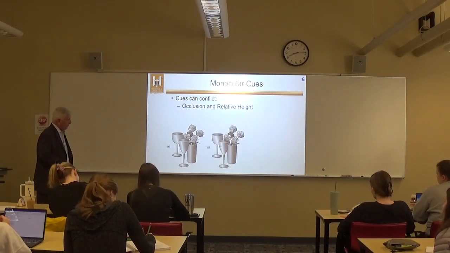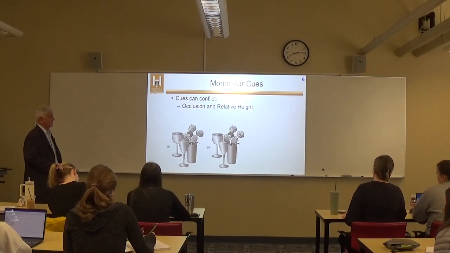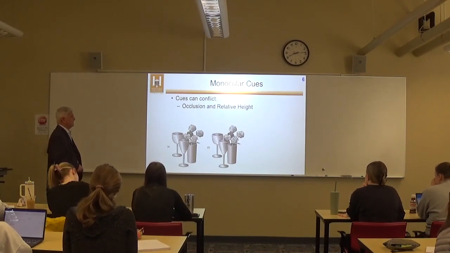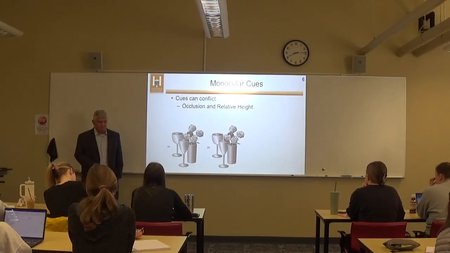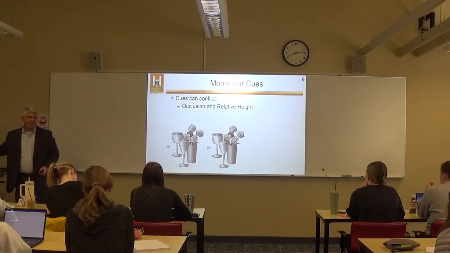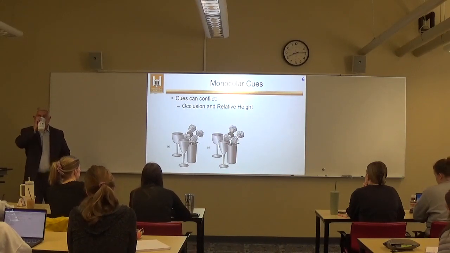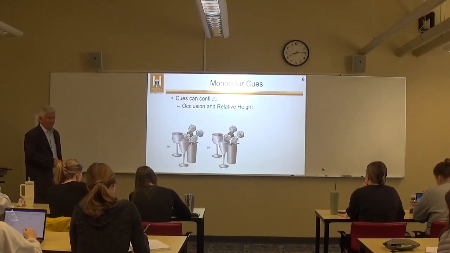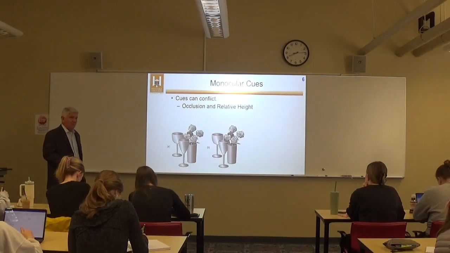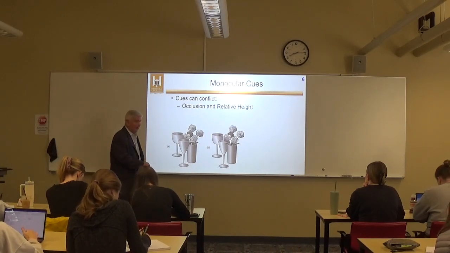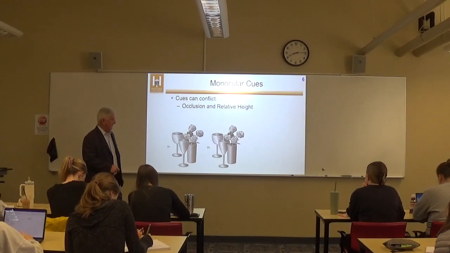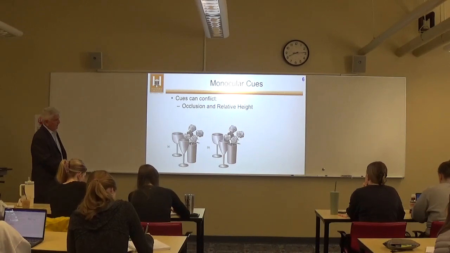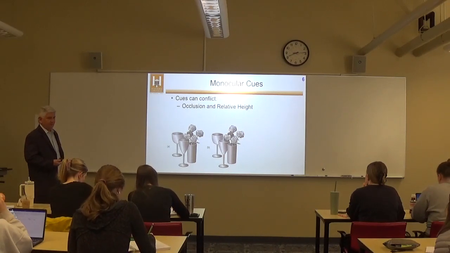Now, what about now? Which one is closest to us? What do you want to say? Based on occlusion, you want to say that the flower base is in front of this. Occlusion is very strong. If something is occluded, it has to be behind it, right? But what's conflicting with that? The relative height, right? The relative height. Can we resolve that?